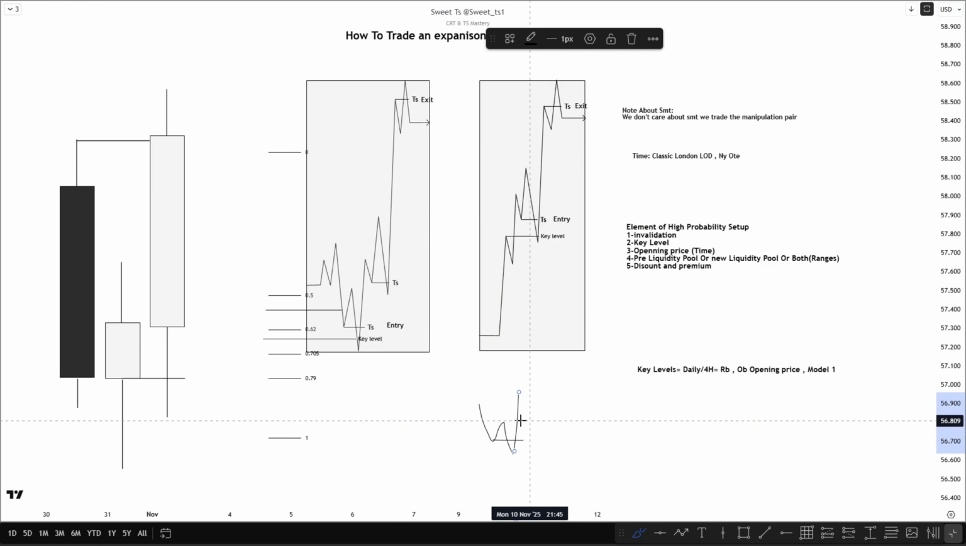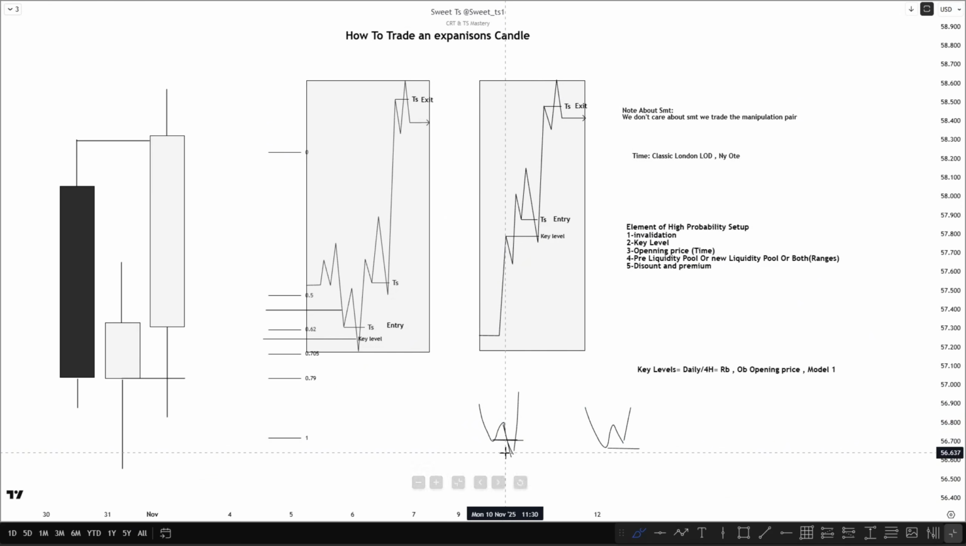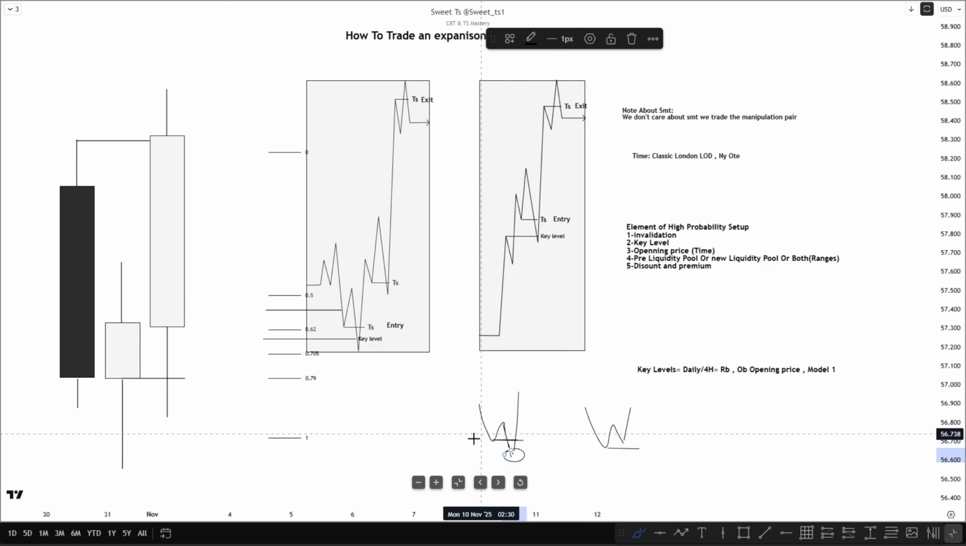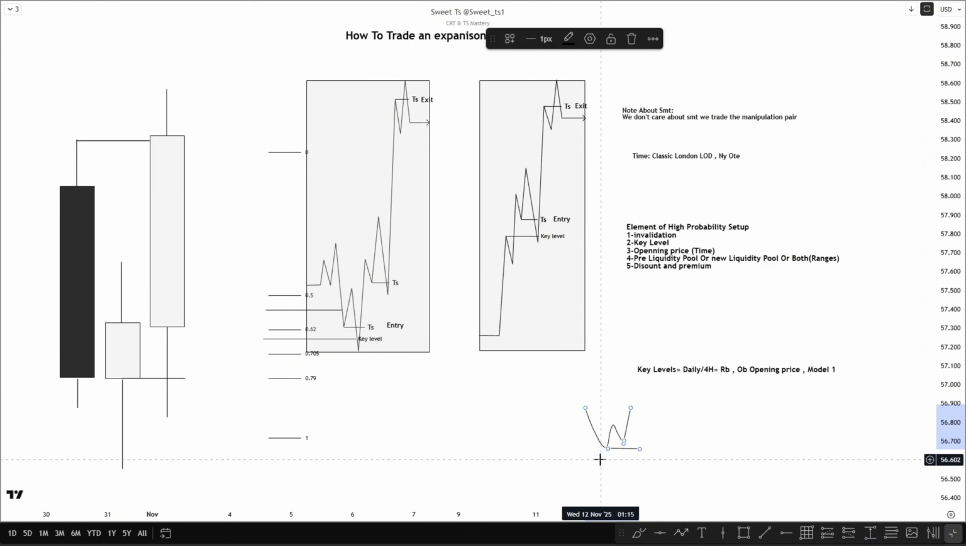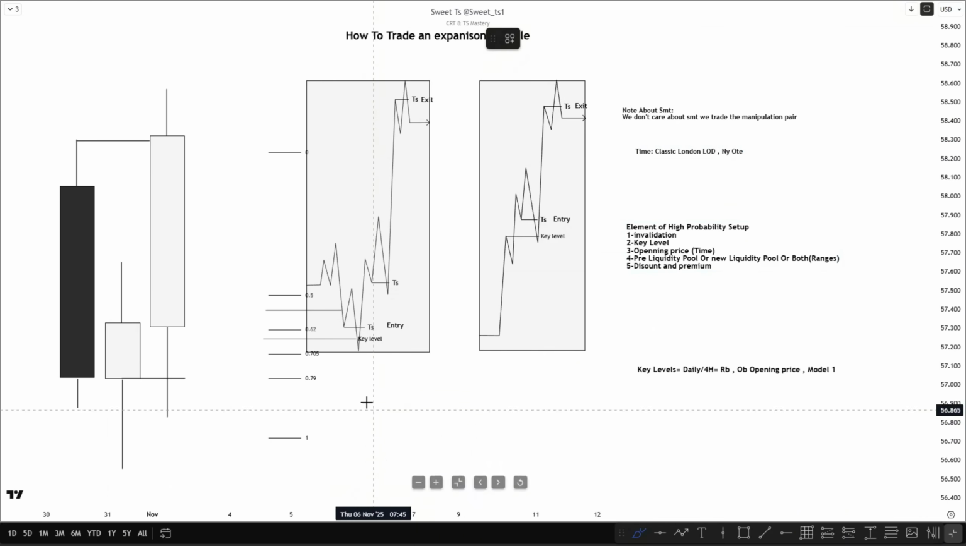So if both pairs didn't manipulate, now we don't have a trade idea basically. But the pair that drops below an Asia low, we are trading. We don't care about SMTs. We trade the pair that drops below an Asia low, right? So this is about SMT, and about the time for the manipulation.